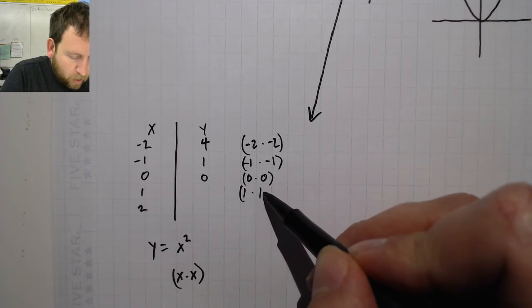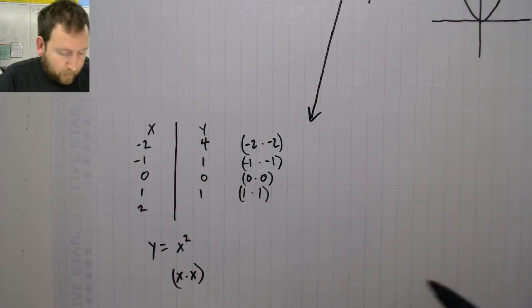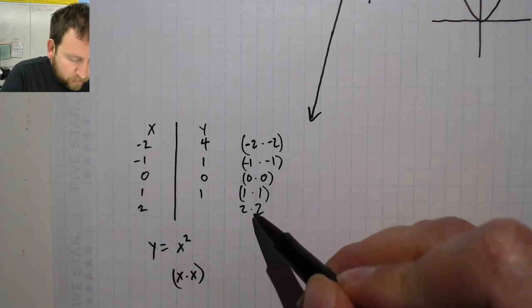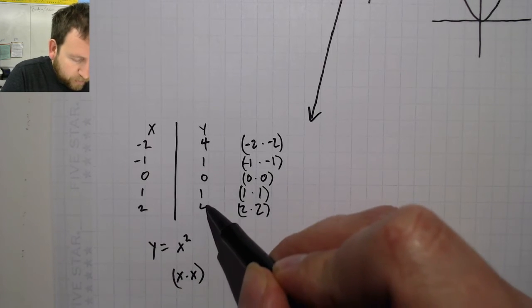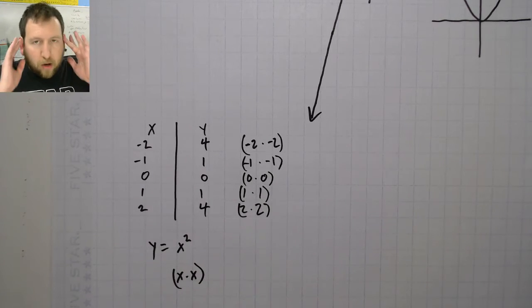1 times 1 is going to be a 1. And 2 times 2 is going to be 4. Some alarm bells might be going off.